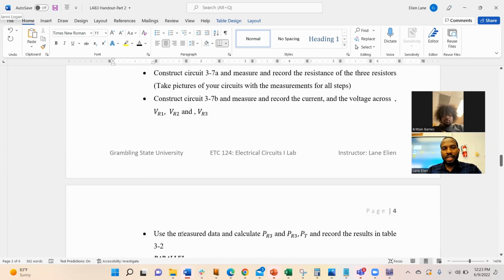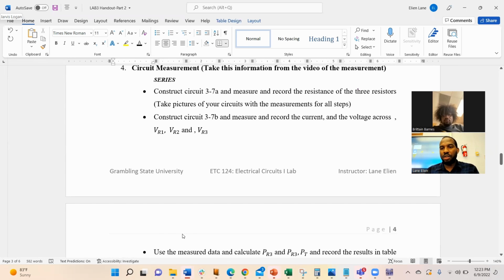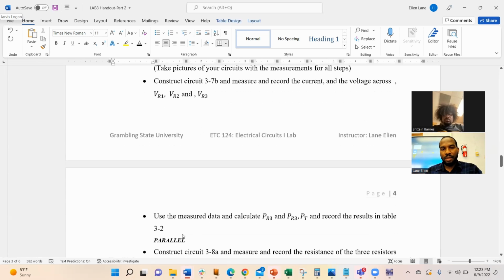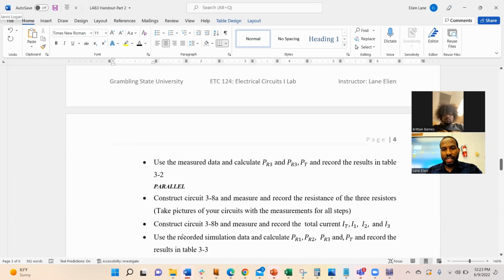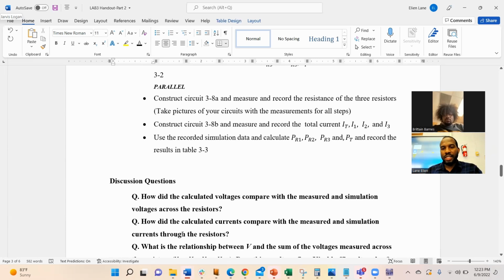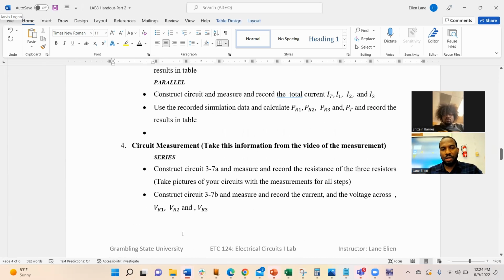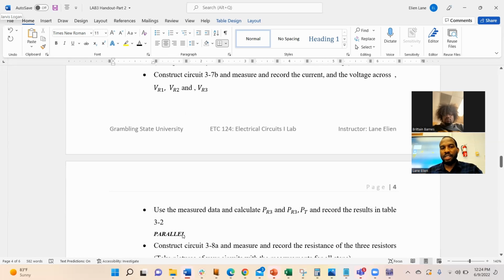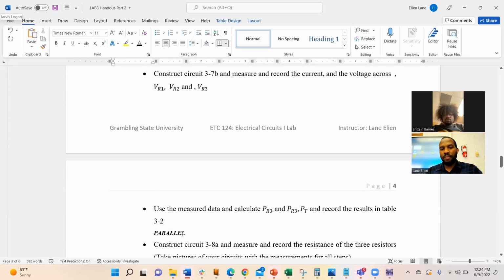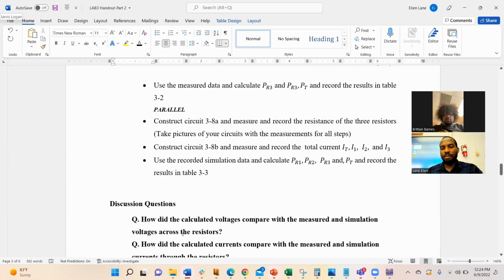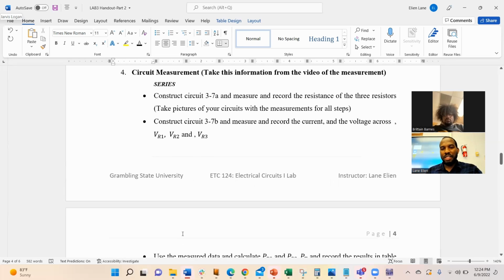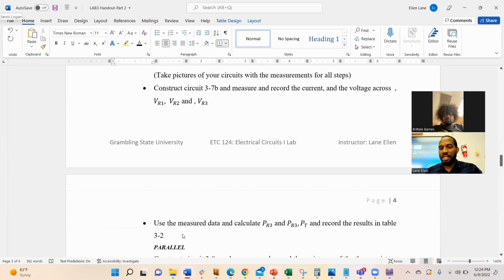For measurement, it tells you to construct the circuit, measure the resistances, and also take some pictures and record your data in the graph. Then it tells you what to measure. Measure total current in I. For the series circuit, it tells you to measure VR1, VR2, and VR3. Then it tells you to calculate the power. It doesn't even tell you to measure the current, but of course we can measure the current.